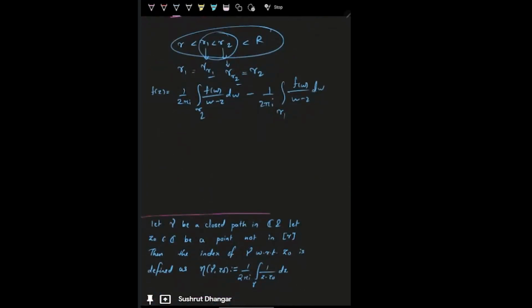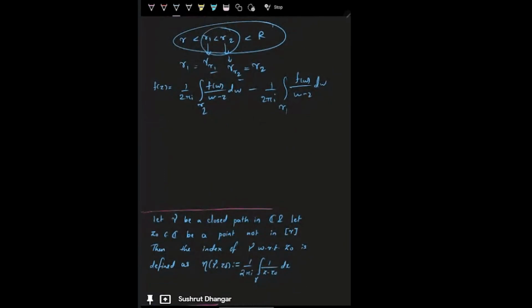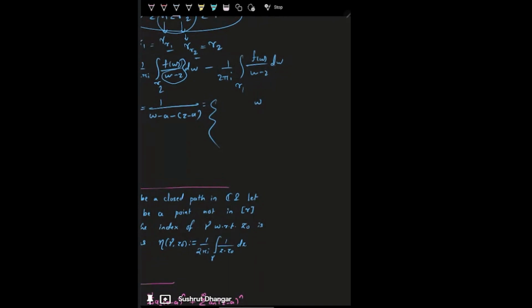What happens here is that now I can manipulate this 1 by w minus z term. I take 1 by w minus z and rewrite it as w minus a minus (z minus a). And now, depending on where the point w is coming from, either the range of gamma 1 or the range of gamma 2, I can define two different values for this expression.